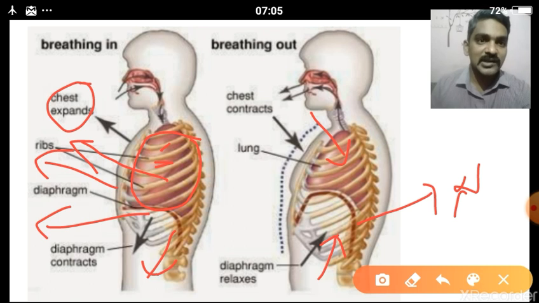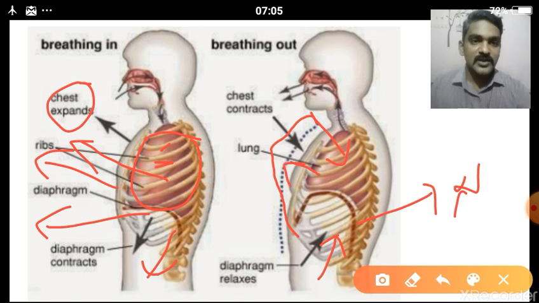You can see the dotted line here. This dotted line is there, right? This dotted line, it measures what? When you are breathing out, it will be normal. When you are breathing in, again it reaches the dotted line in this direction. So this is how breathing in and breathing out will be taking place.